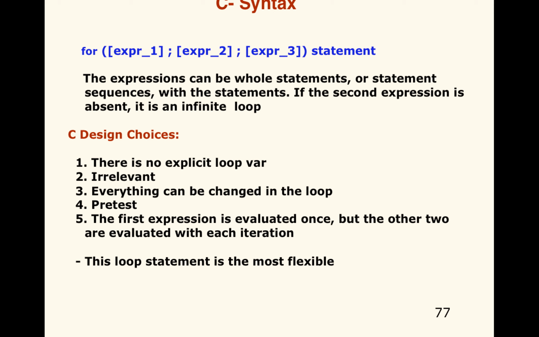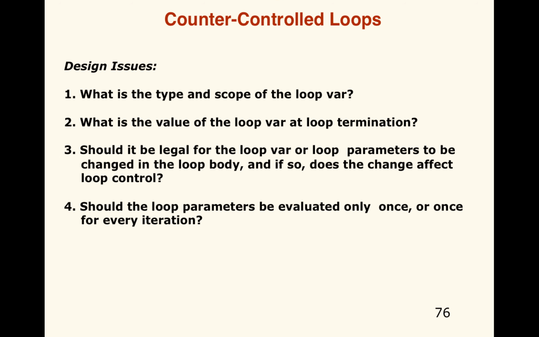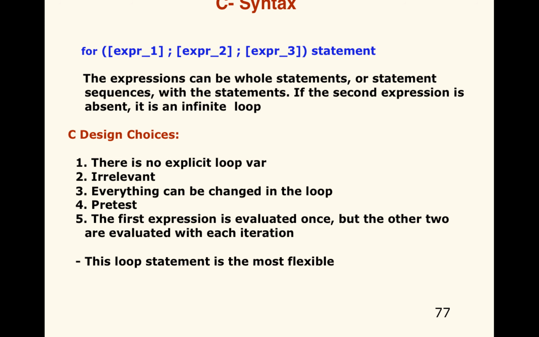So the design choices in the language of C: there is no explicit loop variable. You have to come up with your own. Who came up with i? Some people use c for counter. I like to use i, but people use c. So these 1 through 5 are answering these 1 through 4 questions, and the fifth is kind of an add-on. But there's no explicit loop variable, and so number 2 says irrelevant.